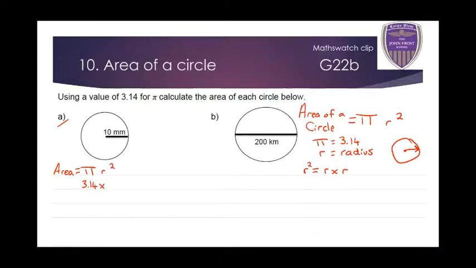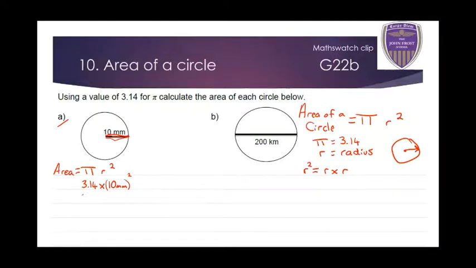And we're going to times that by, so what is the radius of this shape? Well, I'm told the distance to the edge of the circle is 10 millimeters. So 3.14 times 10 millimeters squared. Okay, be careful with this, so it's 10 millimeters squared. Remember, I need to square 10 millimeters.